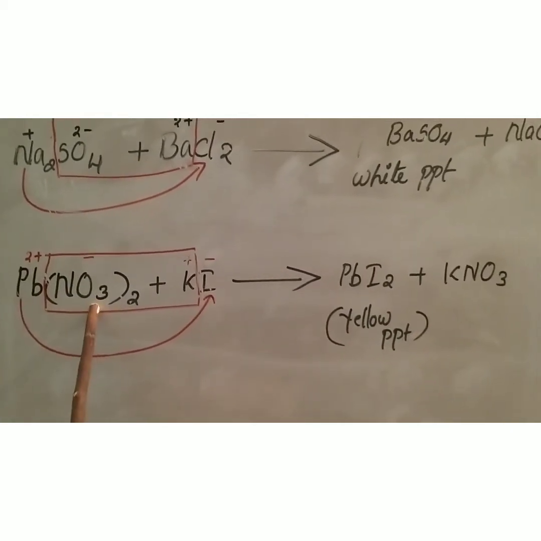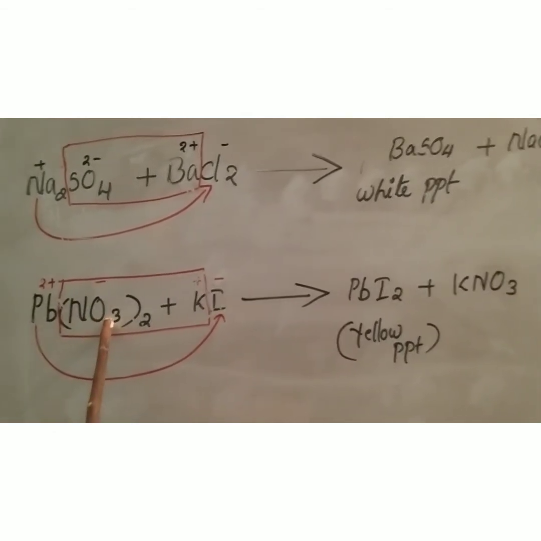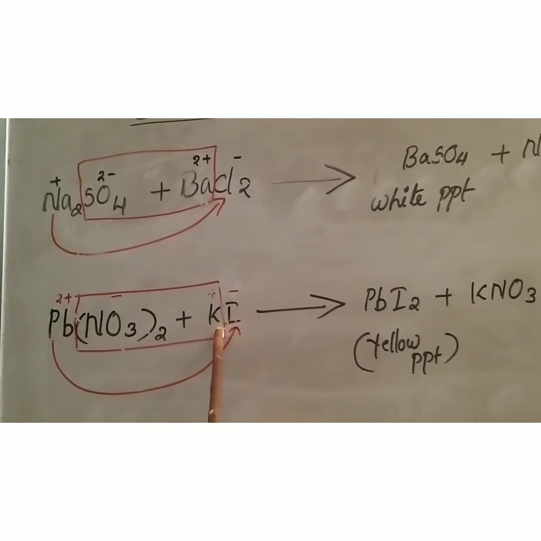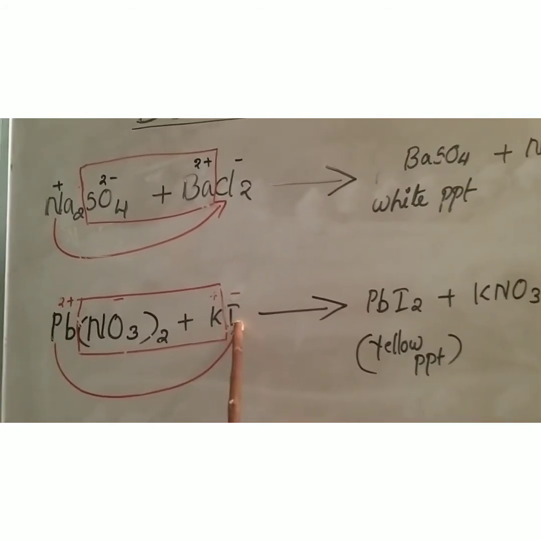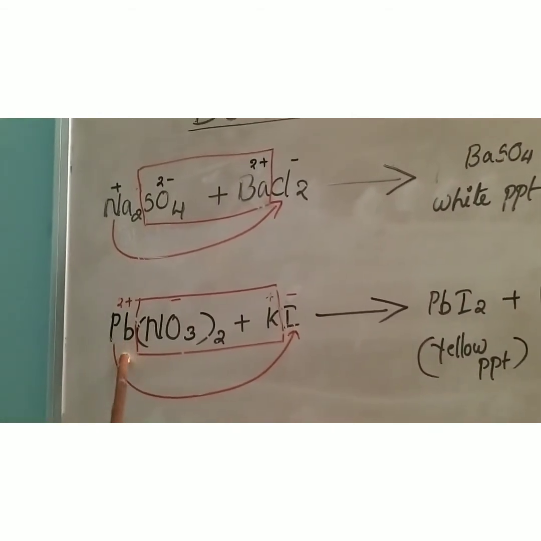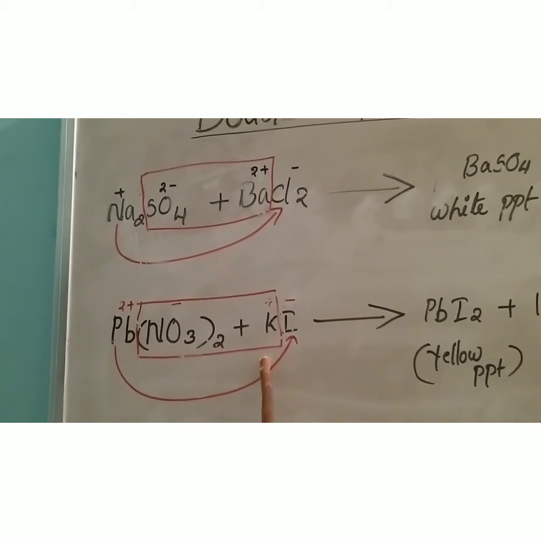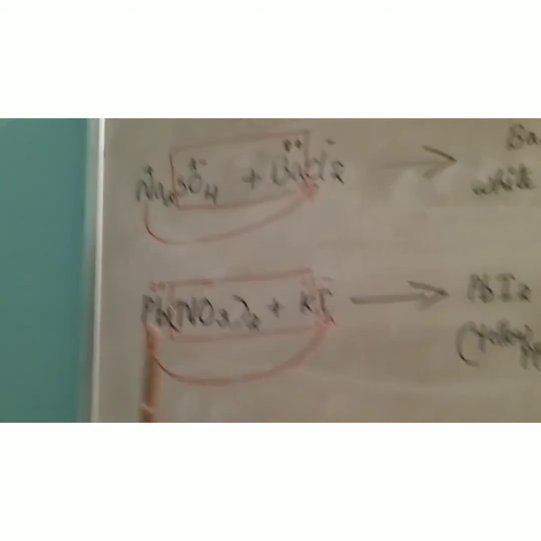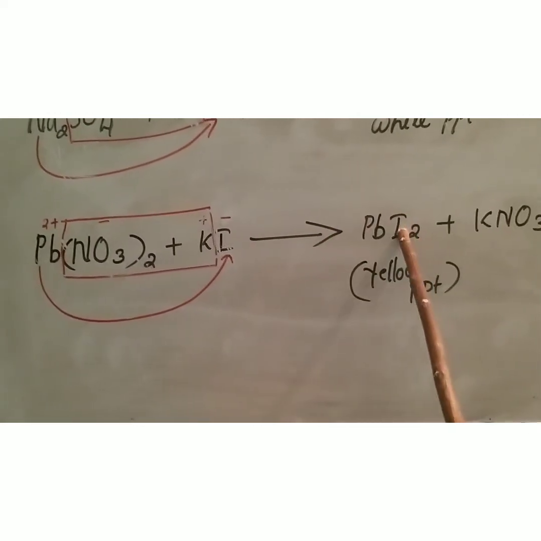In lead nitrate, Pb acts as cation and NO3 minus as anion. Similarly, in potassium iodide, potassium acts as positive part, that is cation, and iodide acts as negative ion, that is anion. The positive ion of lead nitrate, that is Pb2+, combines with the negative ion of KI, that is I-. Pb combines with I- to form PbI2.